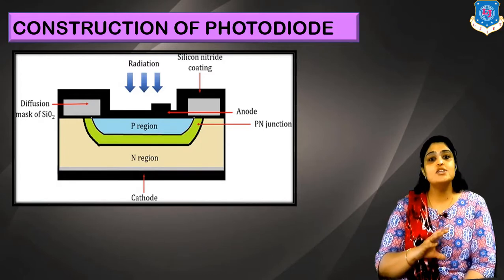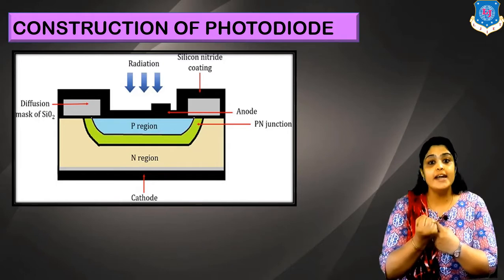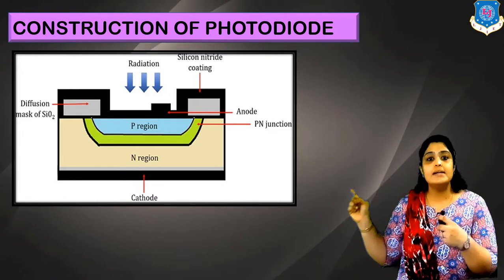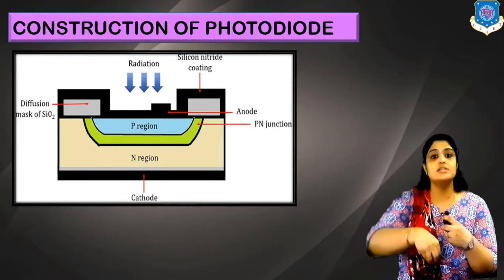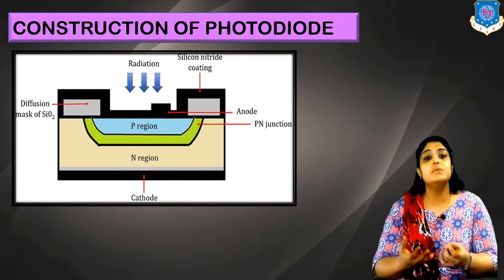Also, the PN junction diode is designed in such a way that majority light focuses on the PN junction. It is clearly indicated in the diagram. The 3 arrows which are shown are trying to focus on the active region. What is the active region? It is nothing but the depletion layer.